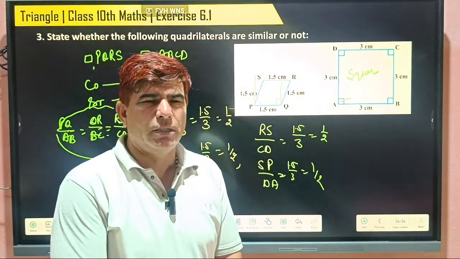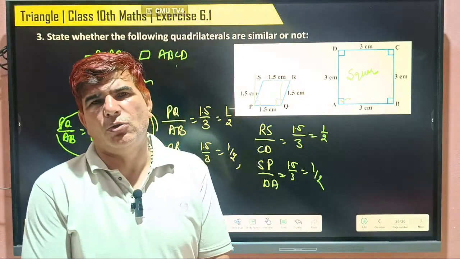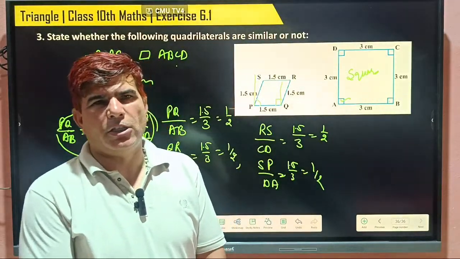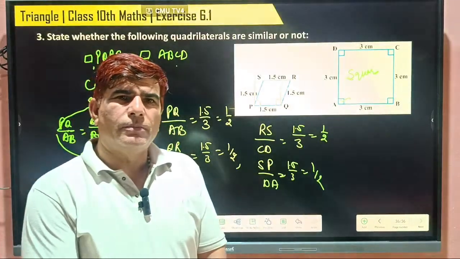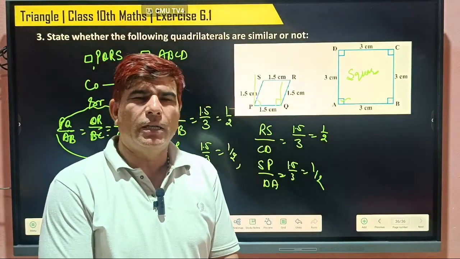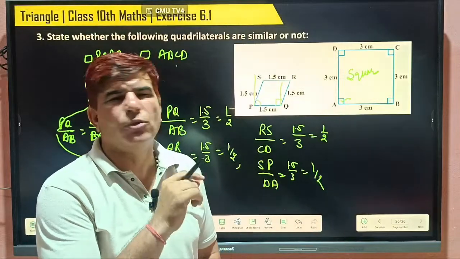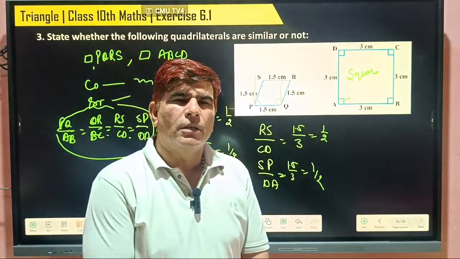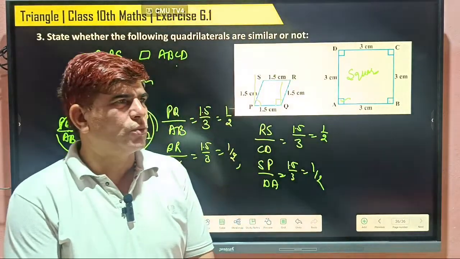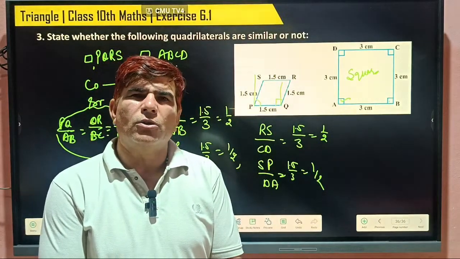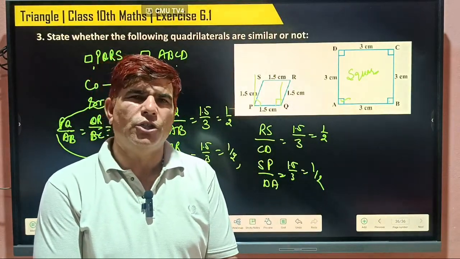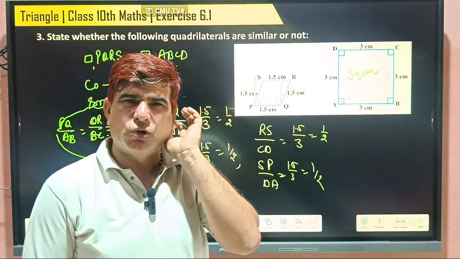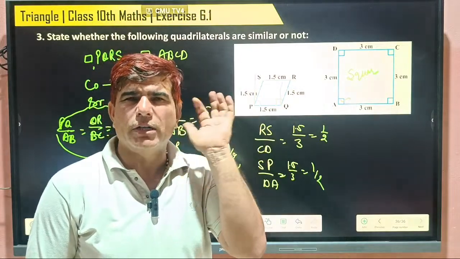One definition is this. Another definition: corresponding sides are in the same ratio and corresponding angles are equal. Another: their shape is the same, size increases in a definite ratio. And the last one: two figures are said to be similar if their corresponding angles are equal and their corresponding sides are in the same ratio.